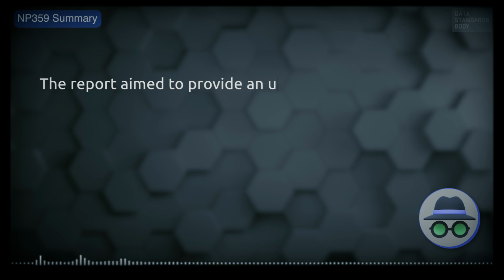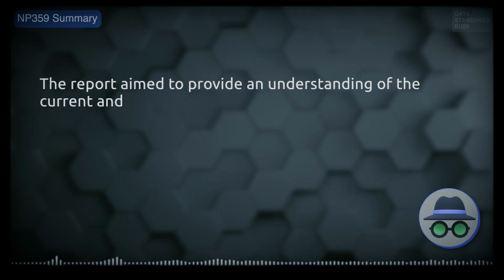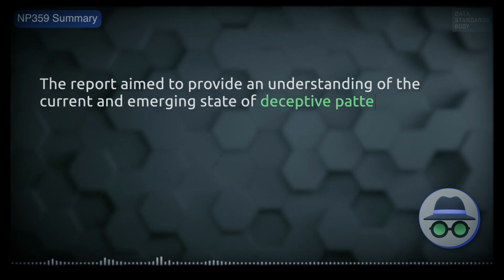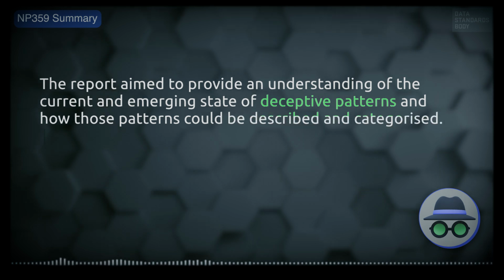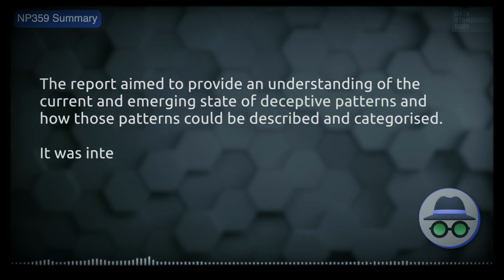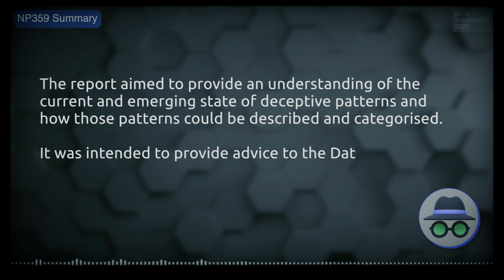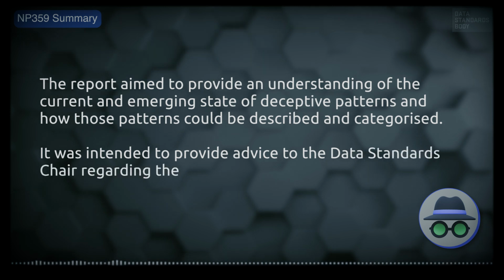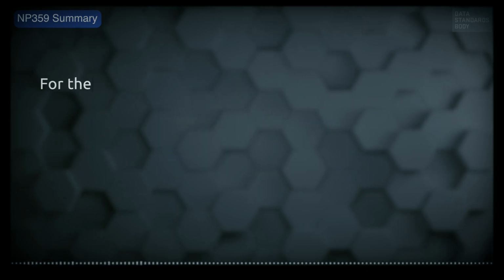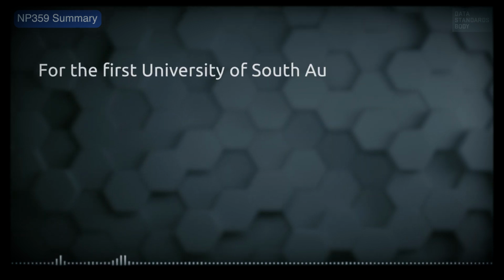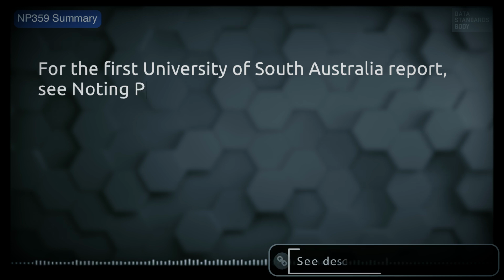The report aimed to provide an understanding of the current and emerging state of deceptive patterns and how those patterns could be described and categorized. It was intended to provide advice to the Data Standards Chair regarding the potential risks of deceptive patterns. For the first University of South Australia report, see Noting Paper 355.